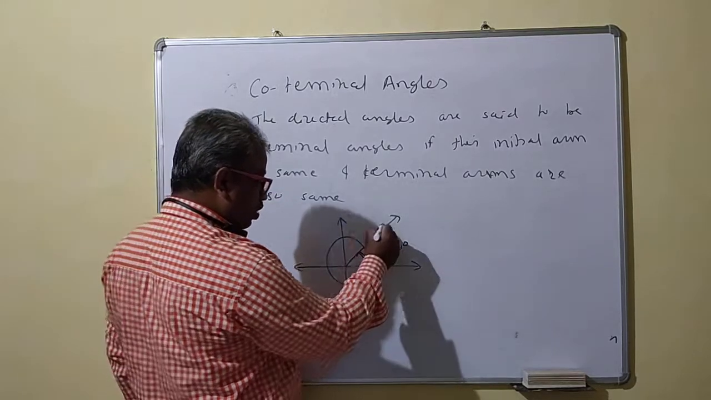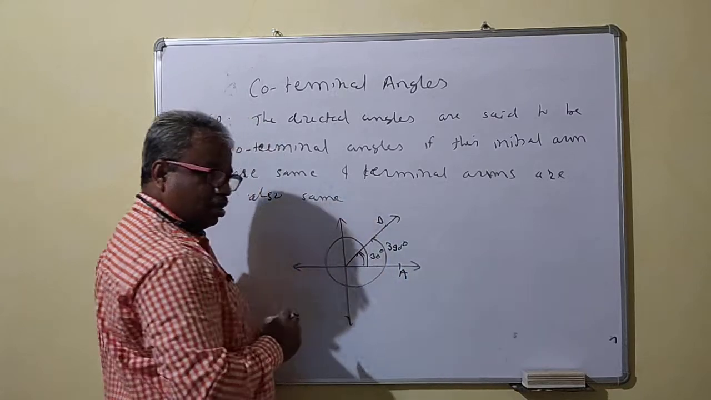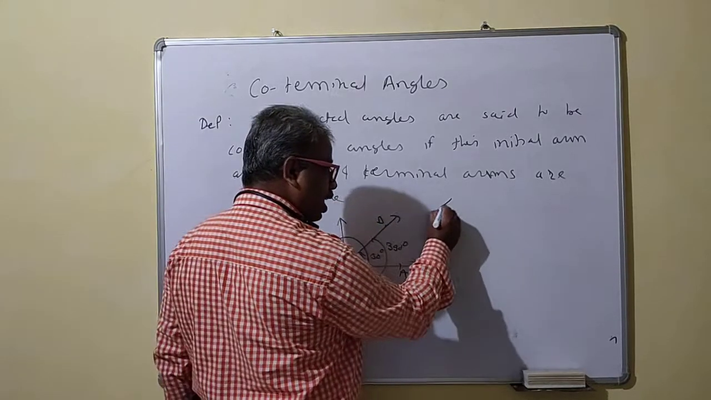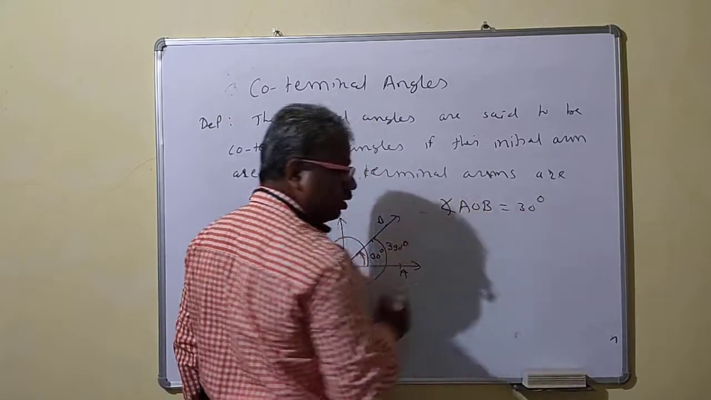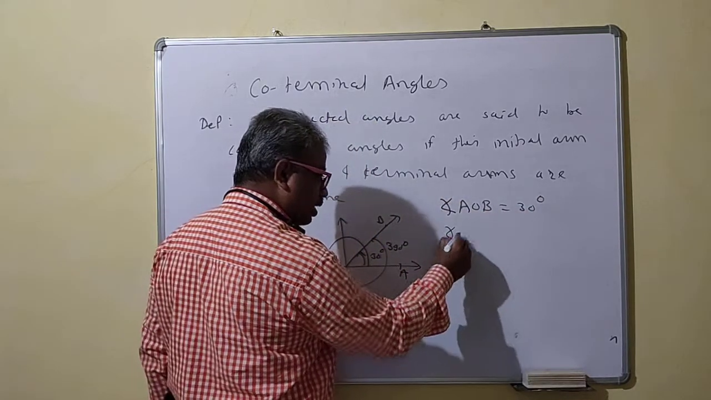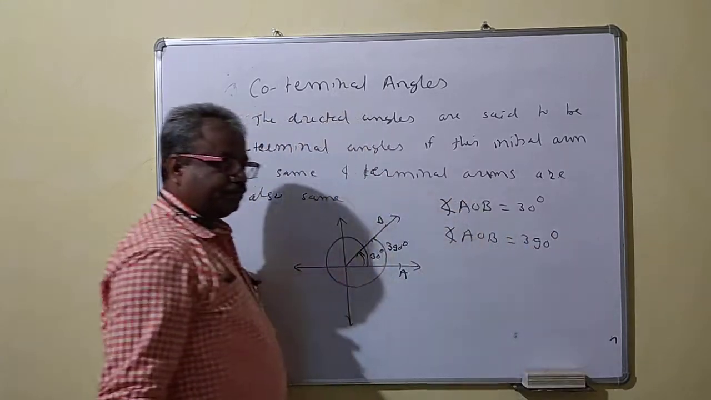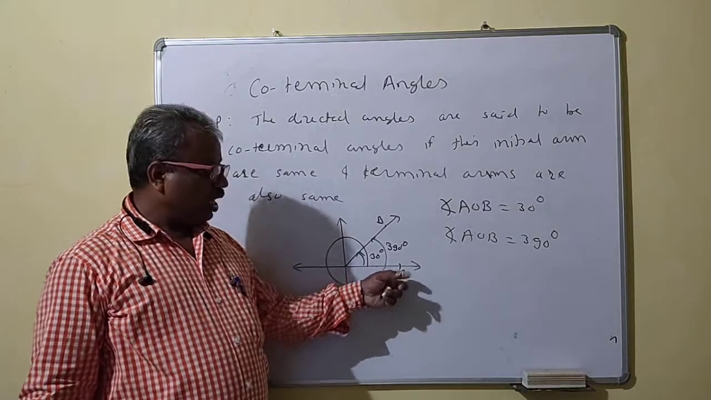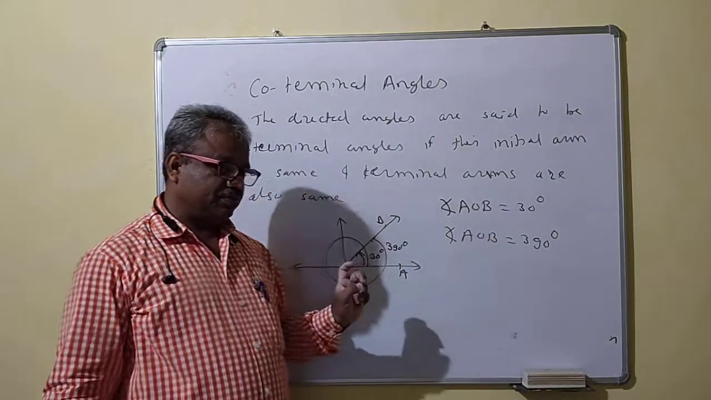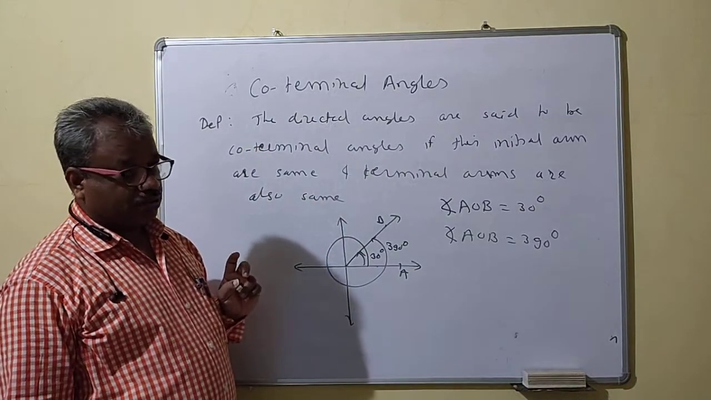Now suppose this is B, and suppose this is A. Here the directed angle AOB is 30 degree. Also the directed angle AOB is equal to 390 degree. And they have the same initial arm, and they have the same terminal arm. So therefore these angles are called coterminal angles.